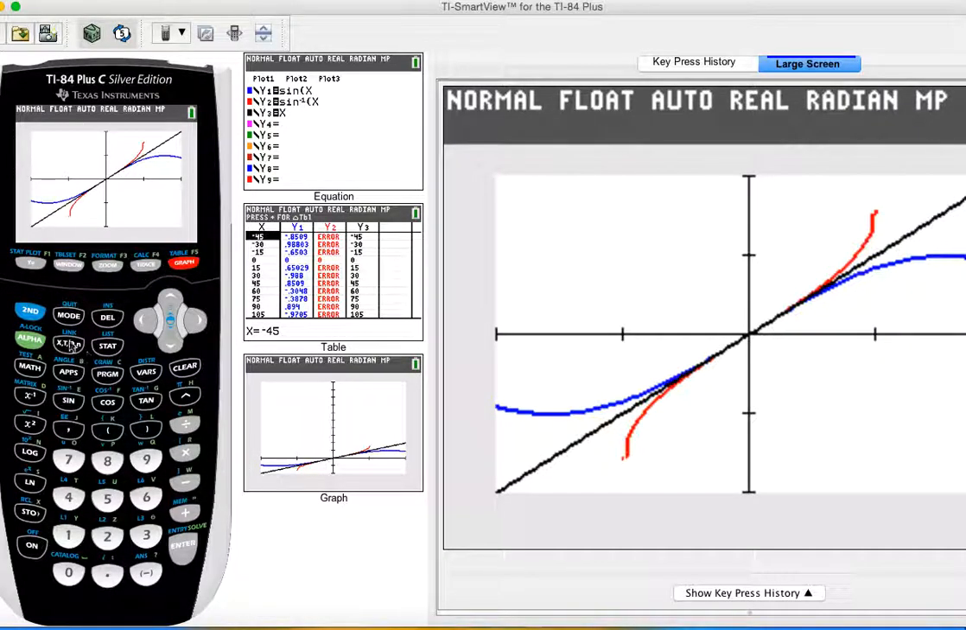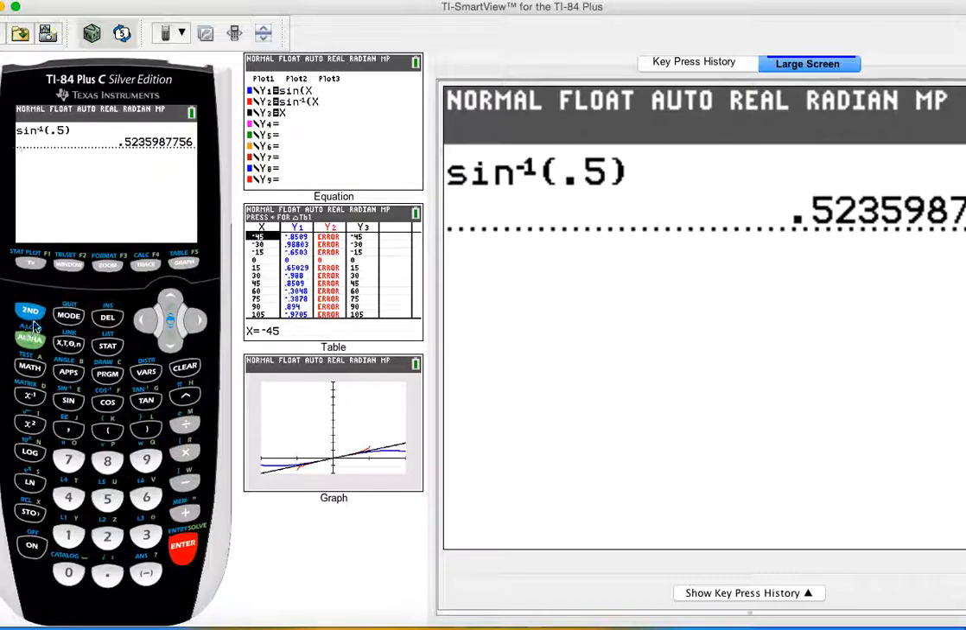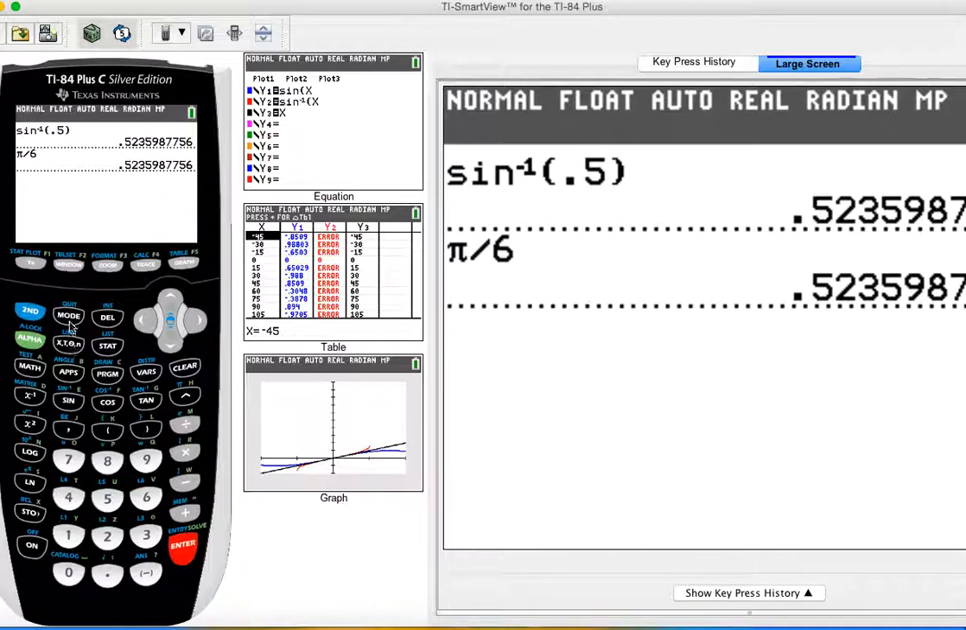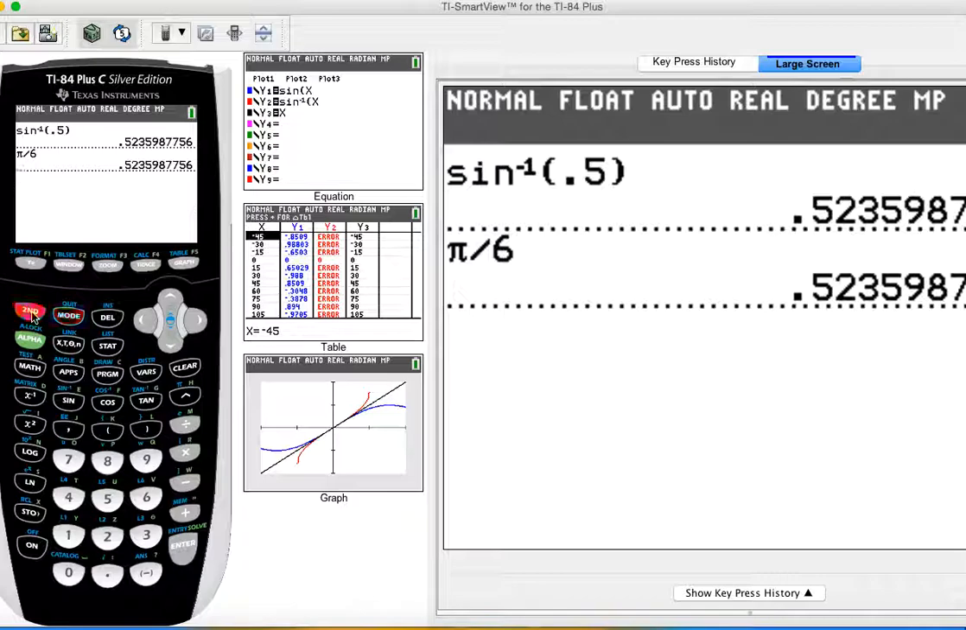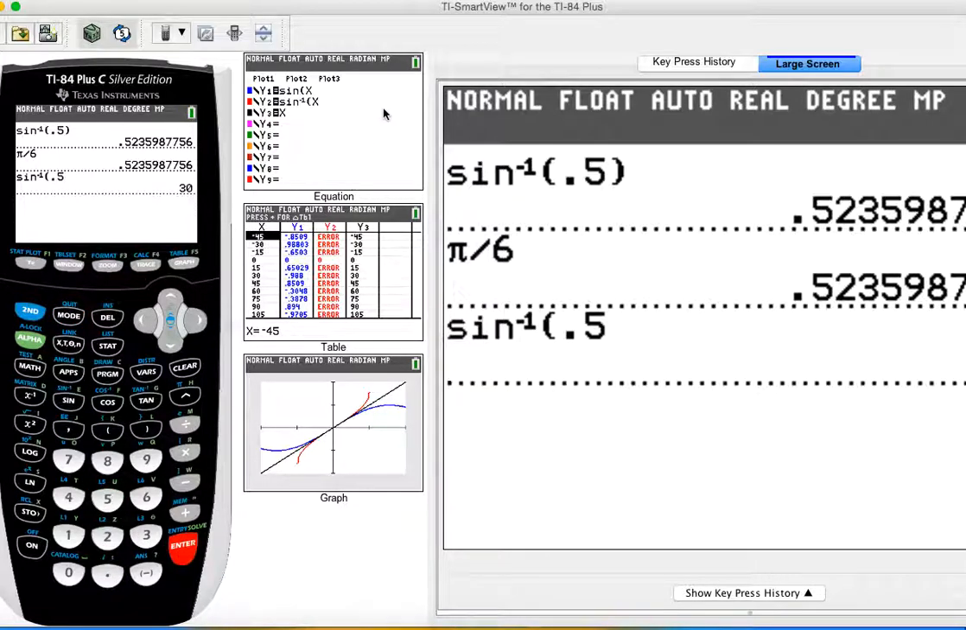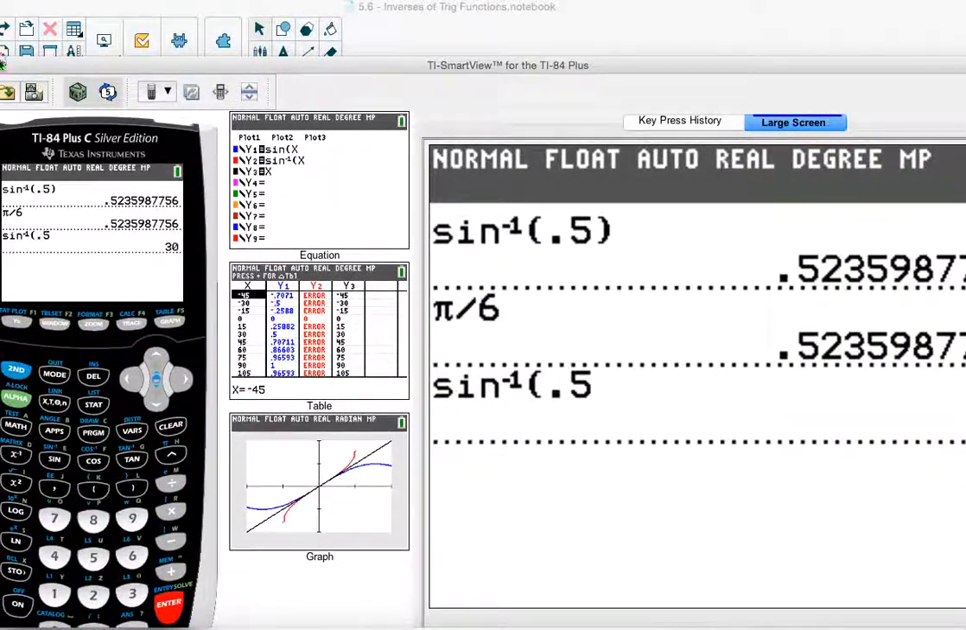So on your calculator, if you did inverse sine of 1/2, which is 0.5, you will get pi over 6. And if you change the mode over to degrees and did inverse sine of 1/2, as you may guess, you get an answer of 30, because it's just going to be 30 degrees. So that's that.